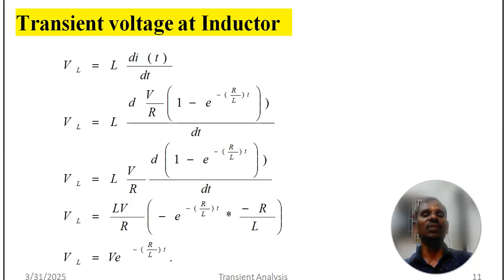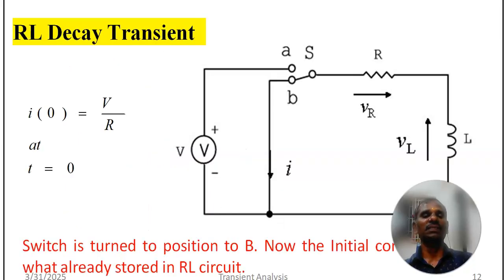Likewise, the transient voltage at the inductor. So VL is equal to L into di by dt. So differentiate I of t. So V by R is constant. If you differentiate 1, it is 0. Minus e power minus R by L into t. So you will be getting minus R divided by L. So the final equation is VL is equal to V into e power minus R by L into t.